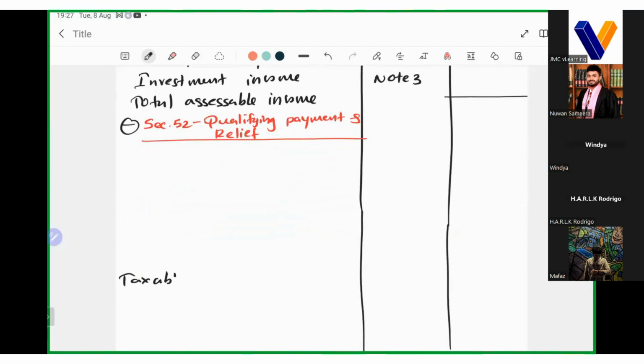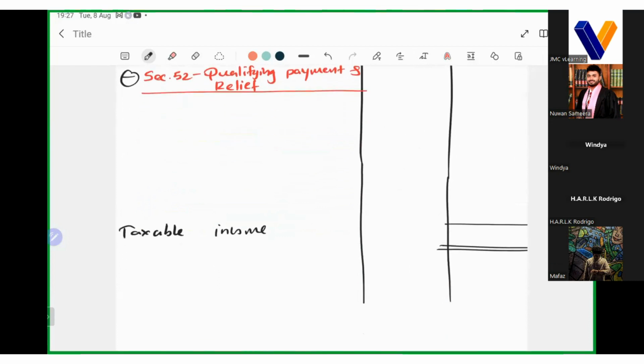So don't worry, don't be shy, right? So then taxable income. The taxable income is there. You know that gross tax liability will calculate based on the taxable income by applying the relevant tax rate. So I will discuss the tax rate for individual in this case, right? So gross tax liability. So then you can deduct what?